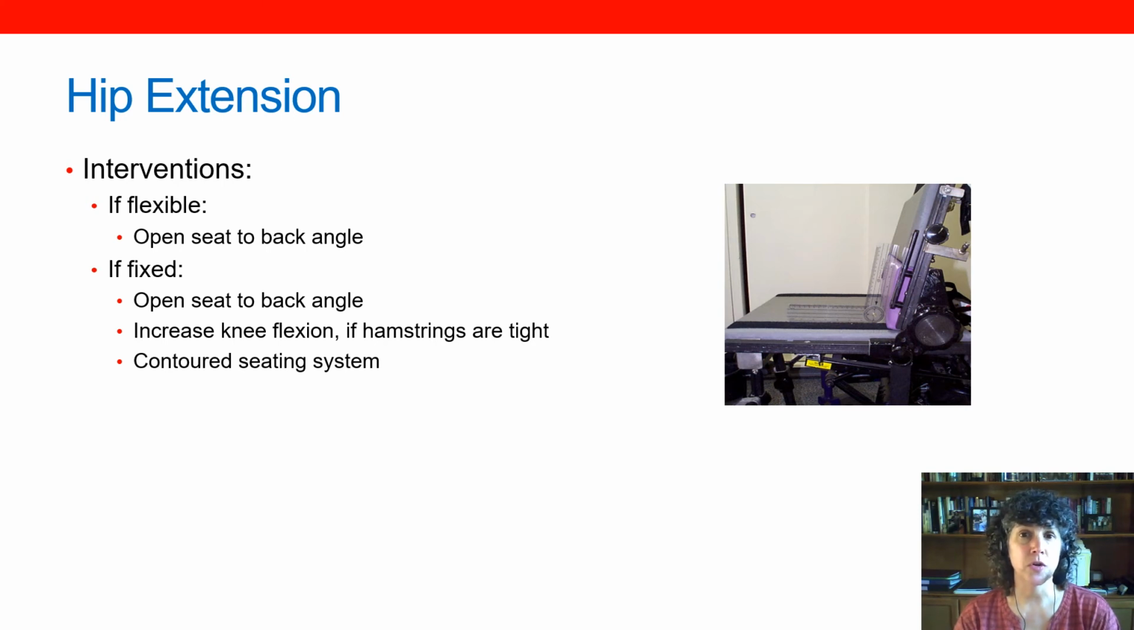If the culprit are those tight hamstrings, we may be able to close the angle at the knees and do some more flexion, and that might allow us to close the seat to back angle slightly. And sometimes in these scenarios, a contoured seating system will be required to help maintain someone in a position where their seat to back angle is quite open.